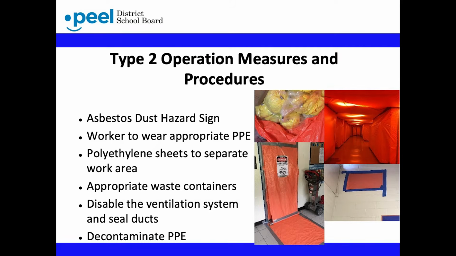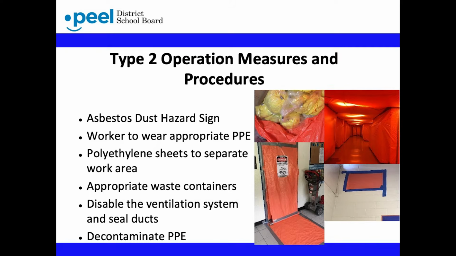Some of the measures and procedures for completing a Type 2 operation include: use clearly visible signage indicating a warning of an asbestos dust hazard and that the area is restricted to only workers who are wearing protective clothing and equipment. Wear protective clothing that is provided by the employer, including a NIOSH-approved respirator as described in the regulation.